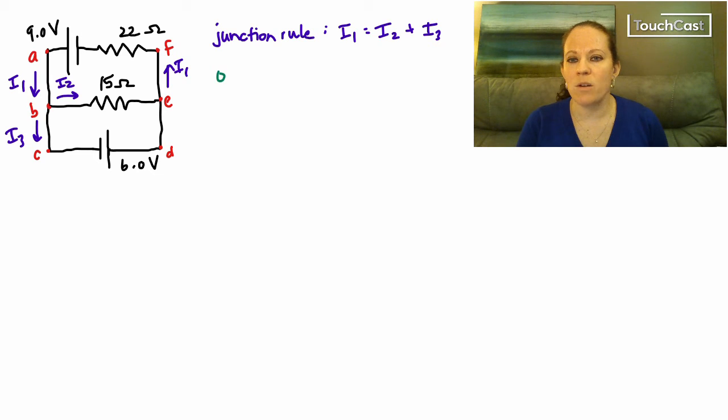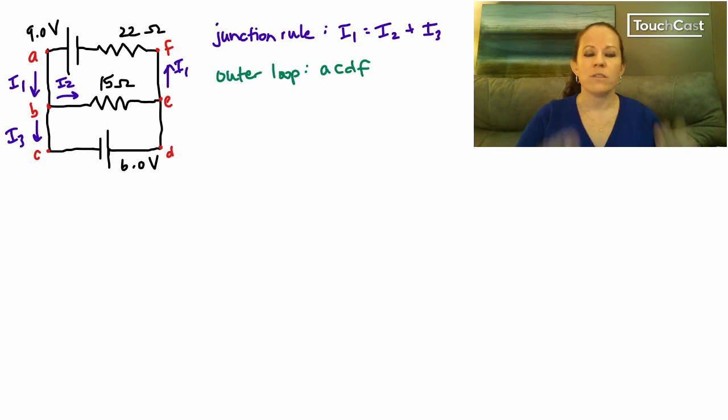So I'm going to start with an outer loop that goes from A to C to D to F. In that loop, notice we have two batteries. We have both the 9-volt battery and the 6-volt battery, and we're going the right direction for both. The right direction is from the negative terminal to the positive terminal. That's the way we get a potential rise.